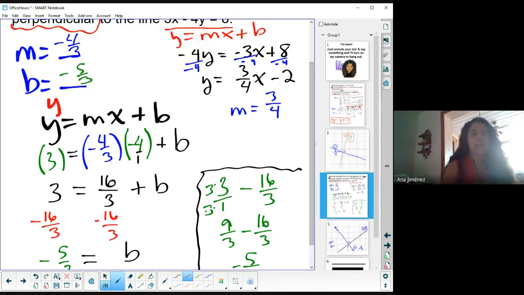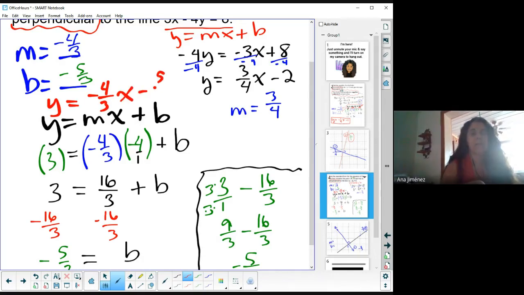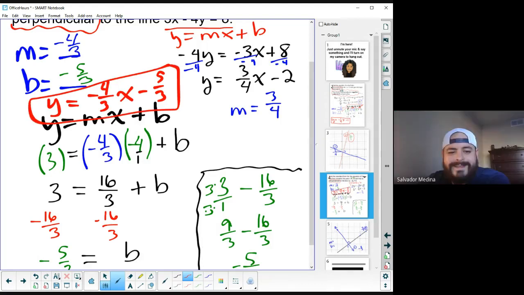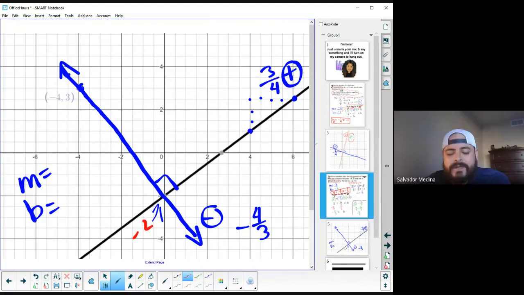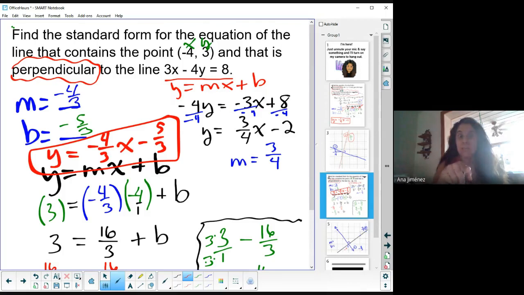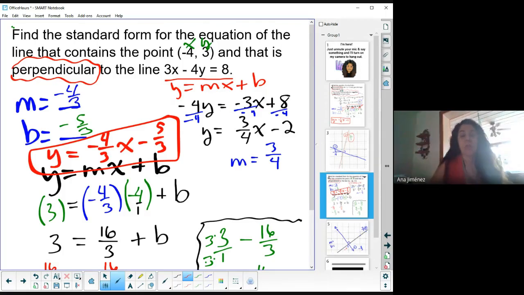Y equals -4/3 x minus 5/3. Okay, that is not what I thought the y-intercept was. When I looked at it, I thought maybe the y-intercept would be -2. That is not a -2. It's close, right? -6/3 is -2. So it's super close, but this is why we don't use the graph, and this is why we use algebra to make sure it's exact.